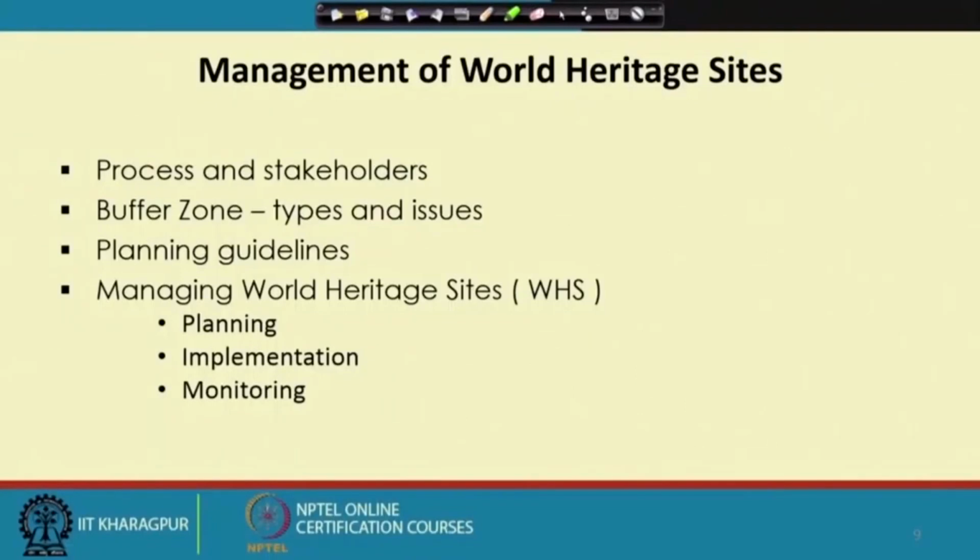Now, when we are talking of the World Heritage Sites that are very important, it's almost the international highest level. It's also very important to understand that it's not only the declaration of the World Heritage Sites which is important, but how to manage the World Heritage Sites. Once it's declared as a World Heritage Site, something a country feels very proud about.